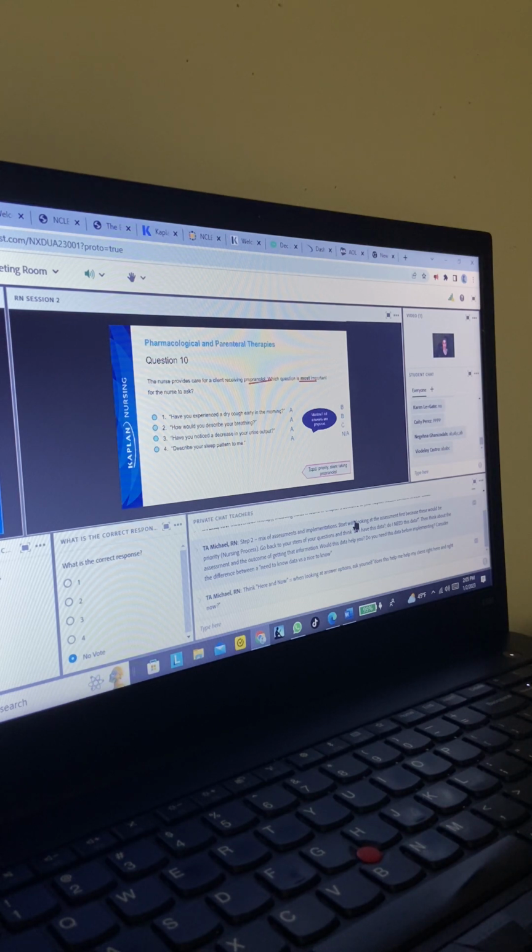Okay, so let's look at 4 and see if we can eliminate that one first. I feel pretty confident that when someone's on a beta blocker, which is usually given for blood pressure, assessing their sleep pattern is not my biggest priority. So I'm pretty confident in getting rid of that one.